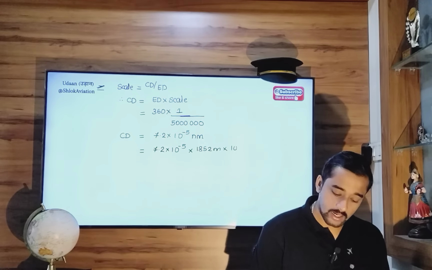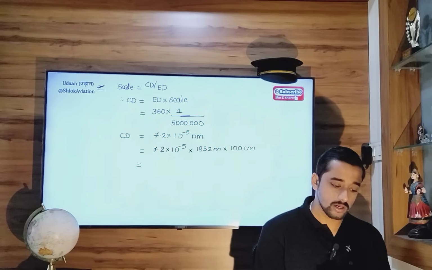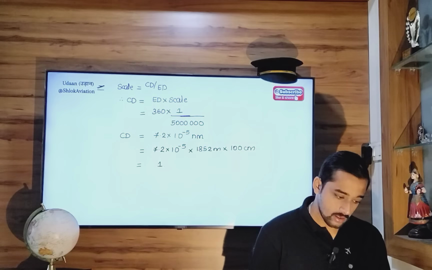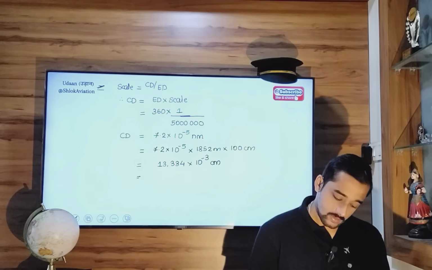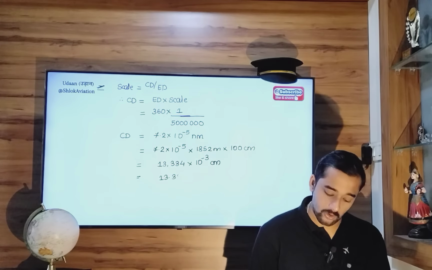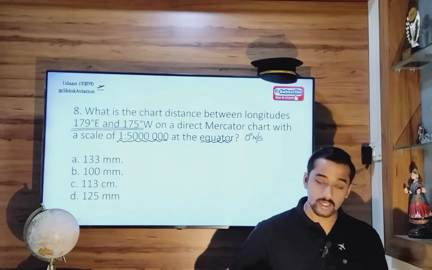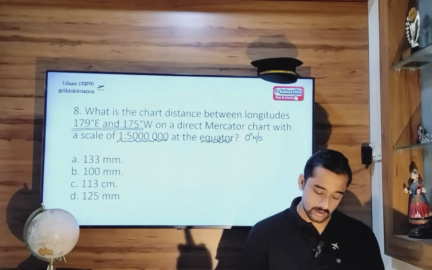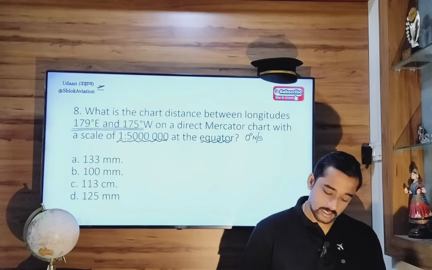Then centimeter is 100 centimeter. So 7.2 into 1852 is 13,334 into 10 raised to minus 3 centimeter. That is equal to 13.334 centimeter. So we do not have this option. 13.334 is not there. We have 113 centimeter, but not 13 centimeter.